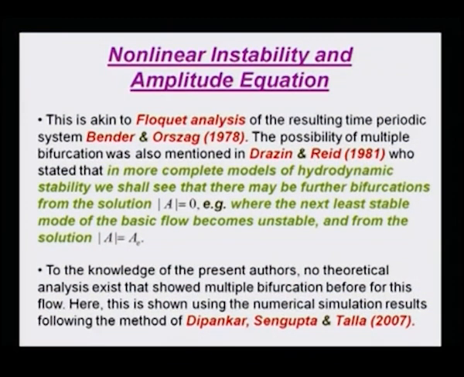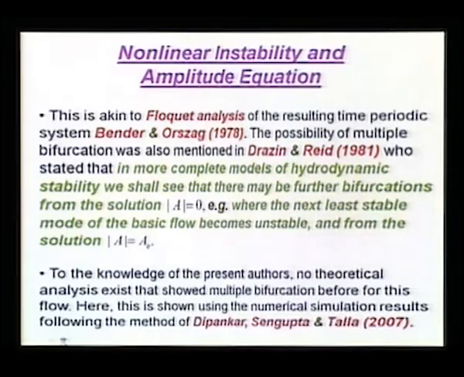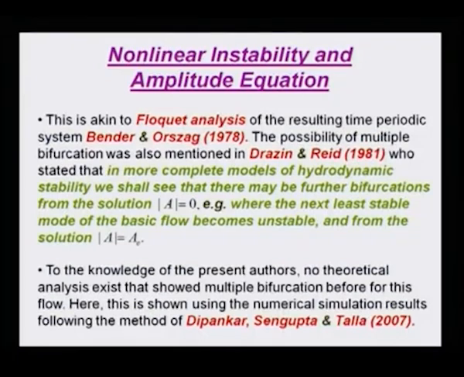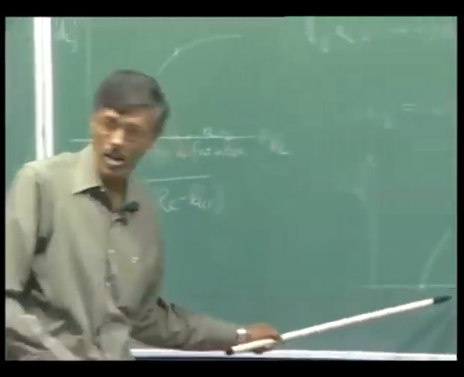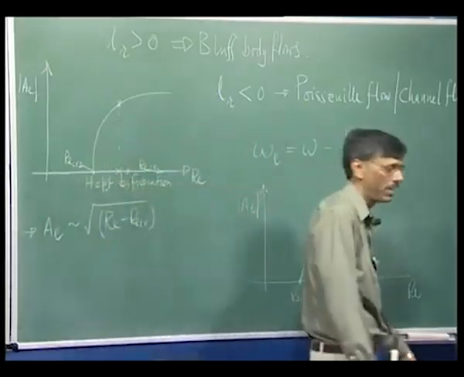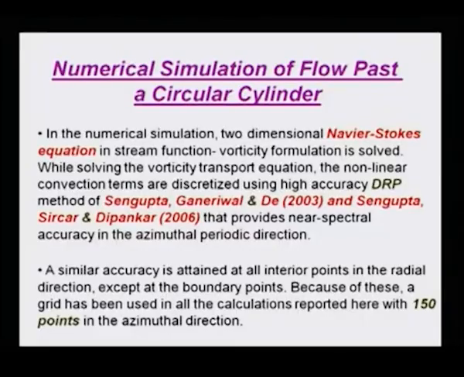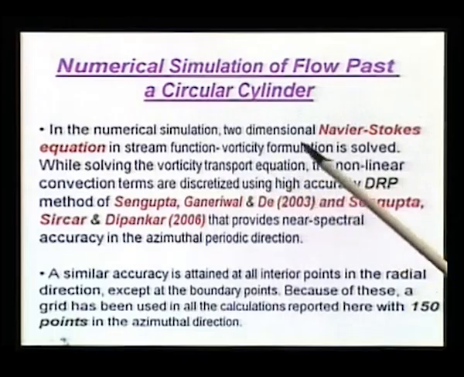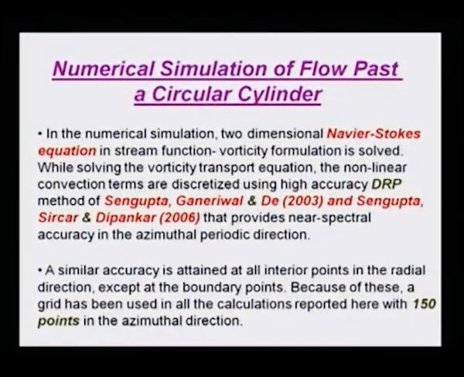Okay. To the knowledge of some of us, we do not see if there are any theoretical analysis that has actually shown multiple bifurcation. This model was not studied till very recently. We did propose some multiple Hopf bifurcation model. Okay. So, that depended totally upon numerical simulation of two-dimensional Navier-Stokes equation. We actually use stream function vorticity formulation because of its inherent accuracy.